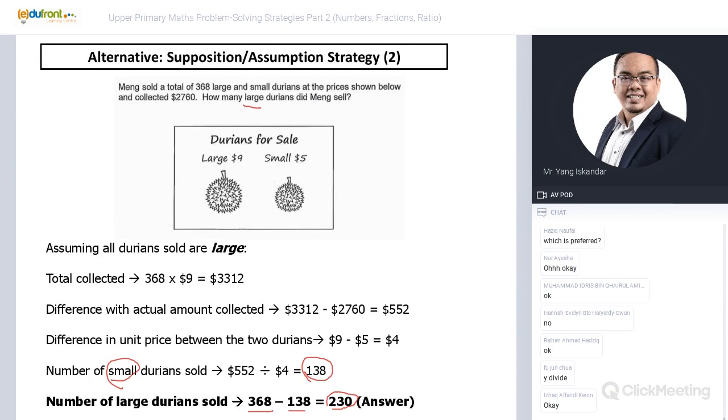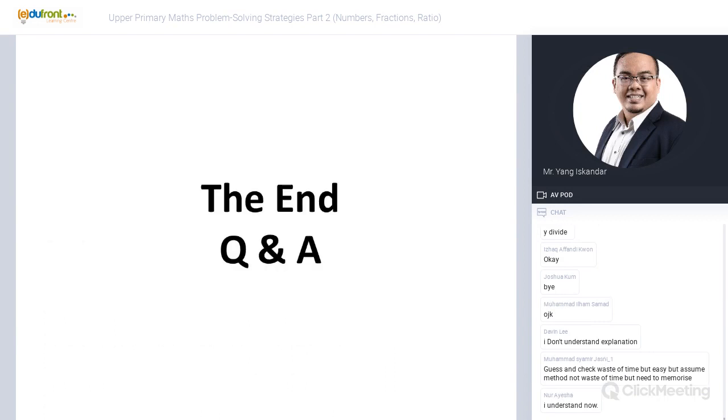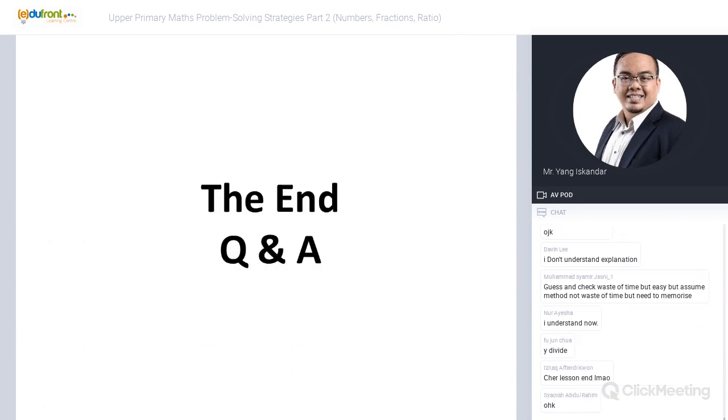Which is preferred? It's either way, you can assume all large or all small. If you assume all small, then you save one step. If you assume all large, you just need to do one extra step. So in the end, you get the same answer. Okay? So it's exactly 9 o'clock.